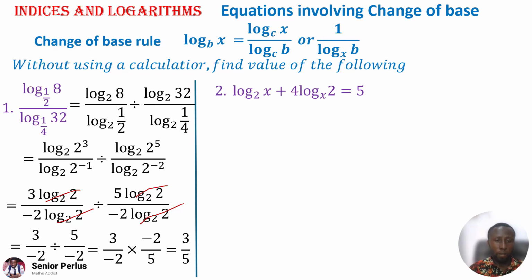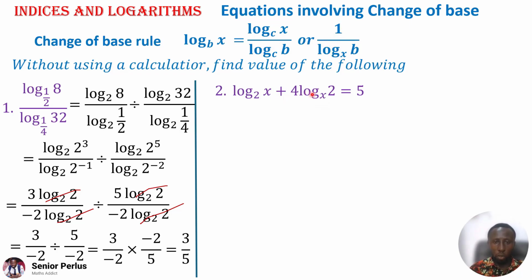The log s to the base 2 plus 4 log 2 to the base s equals 5. And you see that there's s here. So this one too is change of base. Here the base is s, so the change of base. So we have to use this one to make things easier.